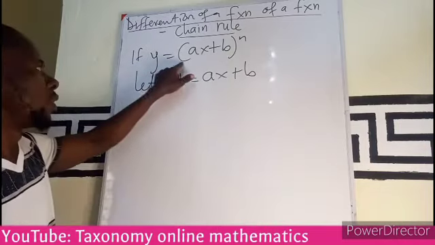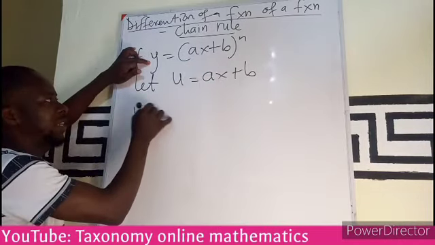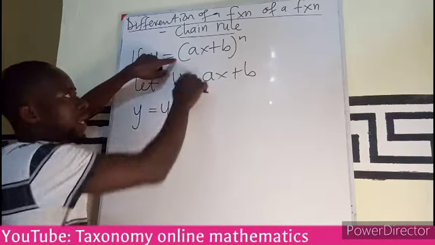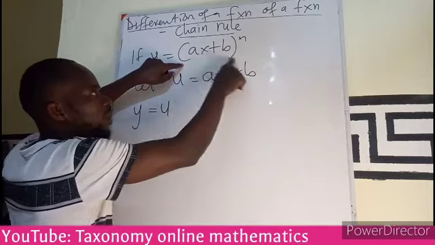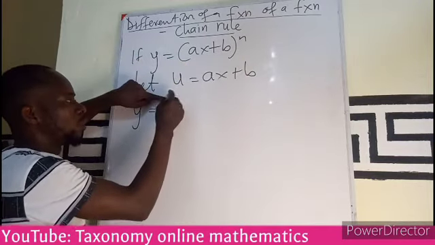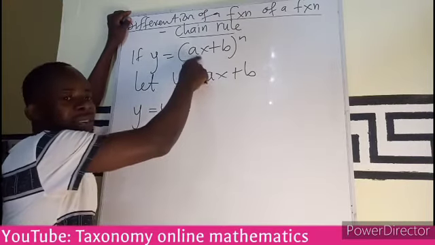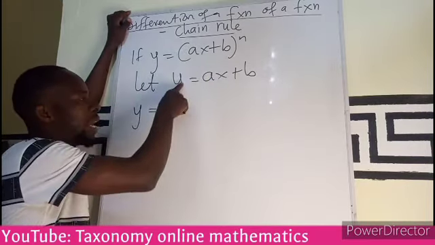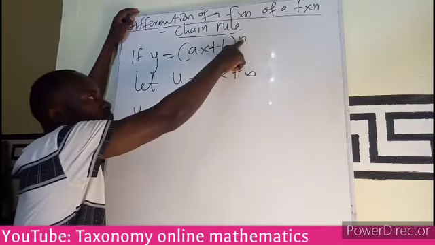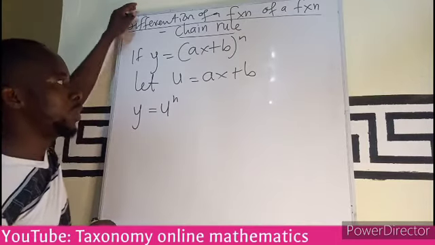So if u is representing this, then it means that your y is just, the whole of this is u, and the u has an exponent of n. That simply means that the u also has an exponent of n. If you let the function be equal to a letter, then that letter's exponent will also equal the y. So now what do we do?